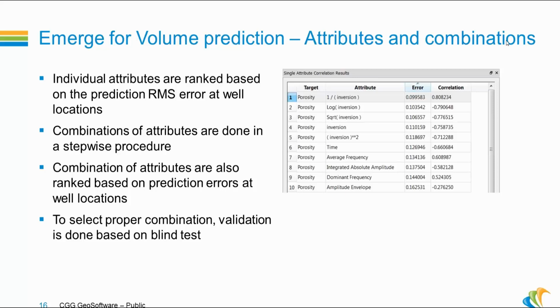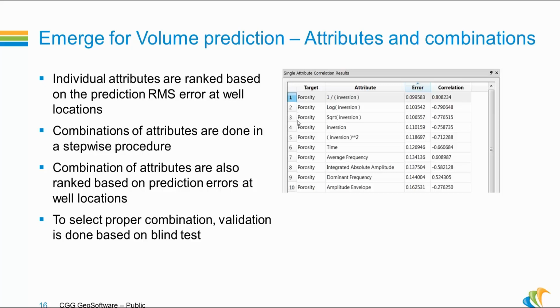So what is done in Emerge is that each attribute, for example, for this case, 1 over inversion, is used to predict porosity. For example, the 1 over inversion is used to predict porosity at the known locations. So there will be an error between the predictions and the well measurements. So the RMS of the error will be calculated for that specific attribute, and all other attributes will be ranked based on the prediction errors. So we will know which attribute is giving us the best possible predictions. The next step will be combining these attributes.